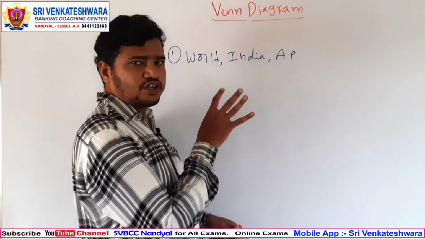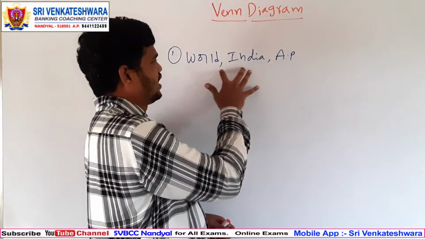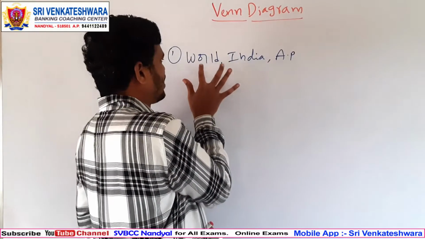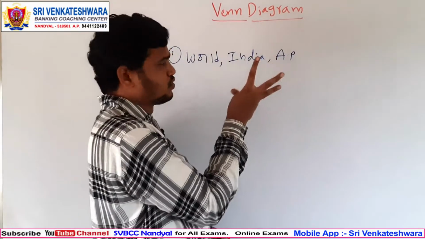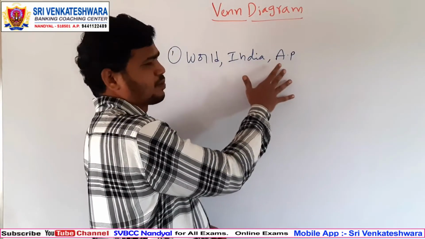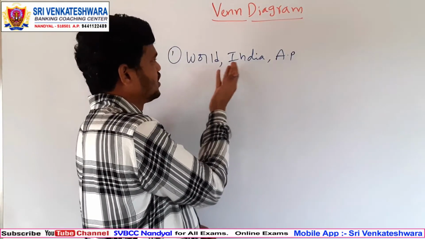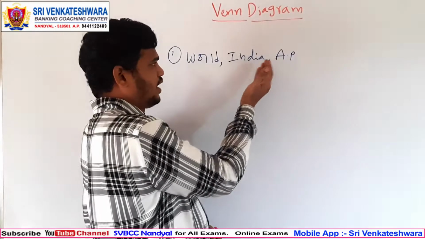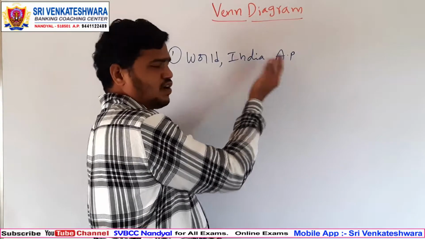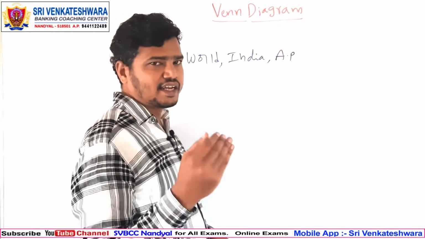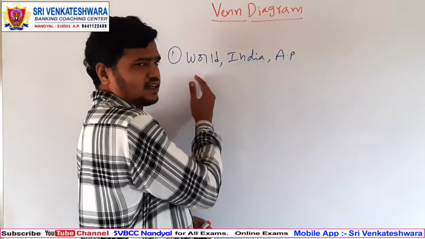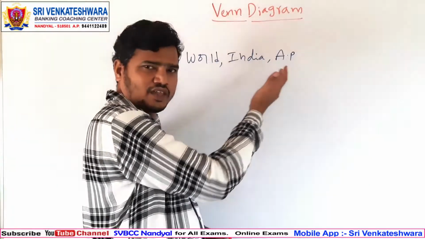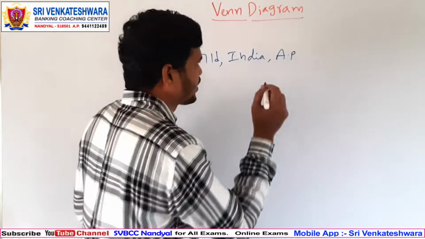First of all, you need to observe the relation between these 3. That is very important. World, India, AP: in the world, India is one of the countries. In India, AP is one of the states. So how can we represent this?